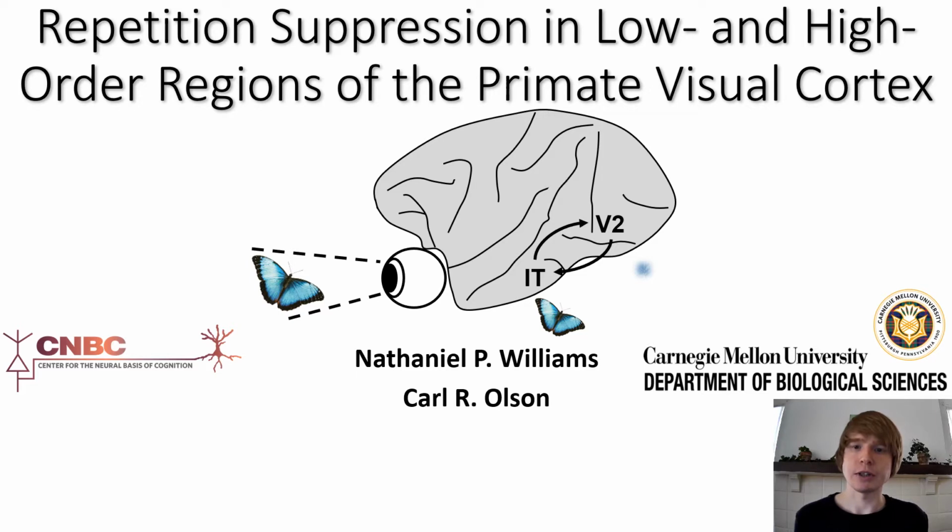Object recognition depends on multiple brain areas at different levels of the ventral stream hierarchy, especially the high-level region inferotemporal cortex, or IT, which receives visual input from the low-order region V2. And IT also has axonal projections which reach back to V2, although the function of these projections is not well understood. In addition to being sensitive to the identity of visual objects, IT is also sensitive to object recency, that is, how recently an object has been seen when it is seen again.